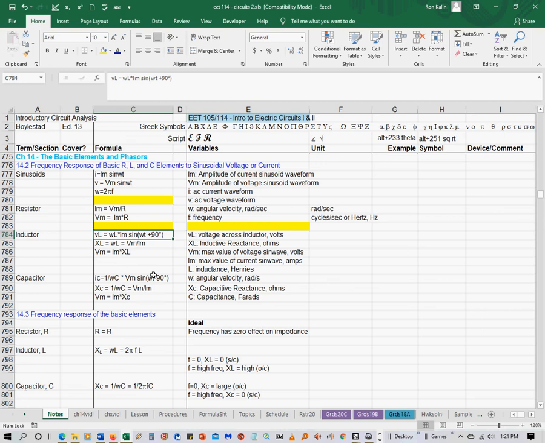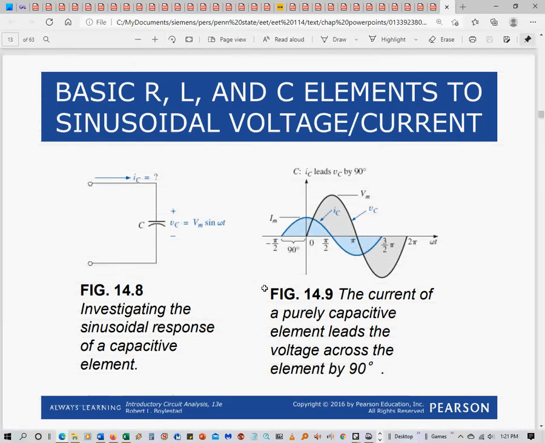So the reactances are a translation of these two elements, like the resistances that you're all familiar with. So we just use X for the variable for reactance. So here's a purely capacitive element, I sub c going through it, v sub c across it, where v sub c equals Vm times sine of omega t. And you could see that the current leads the voltage across the element by 90.